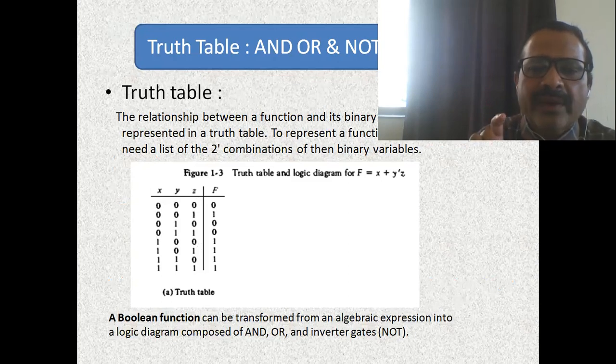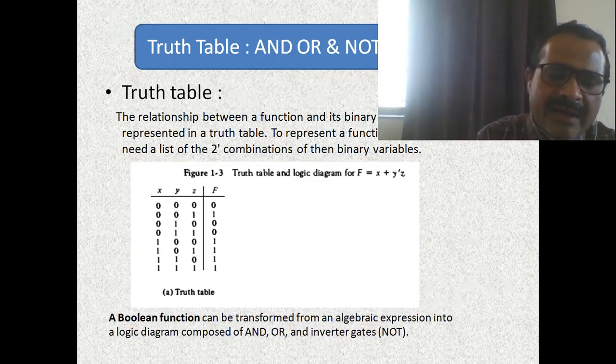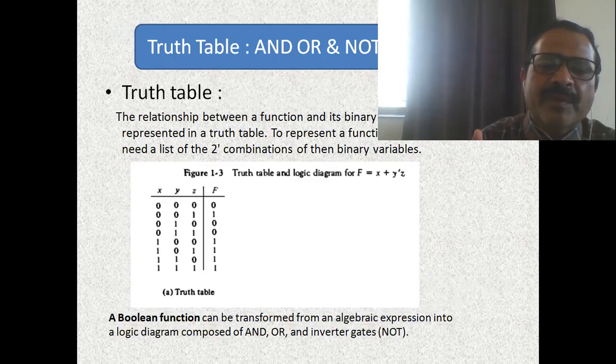So here f is equal to x or y complement and z. The OR gate represents the addition operation. Complement is represented with an inverter gate or NOT gate, whereas the AND gate represents multiplication, like y complement and z. These are the usages of AND or NOT gate. So I repeat, the OR gate represents binary addition, the AND gate represents binary multiplication, and complement or inversion is represented by the NOT gate.